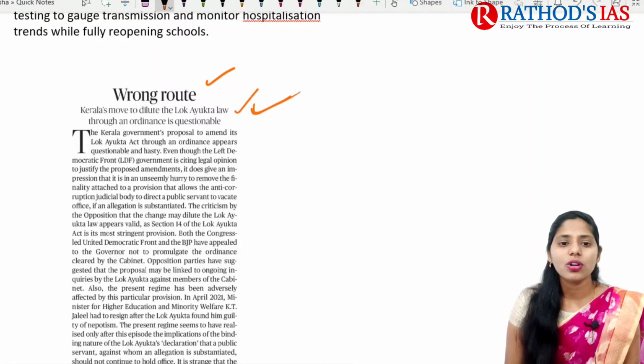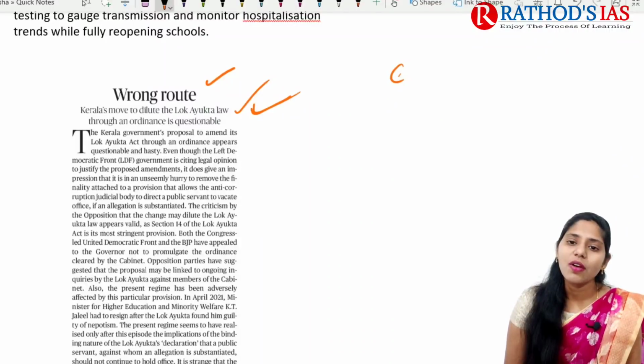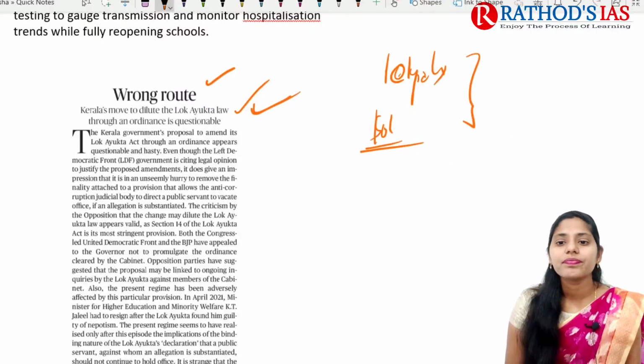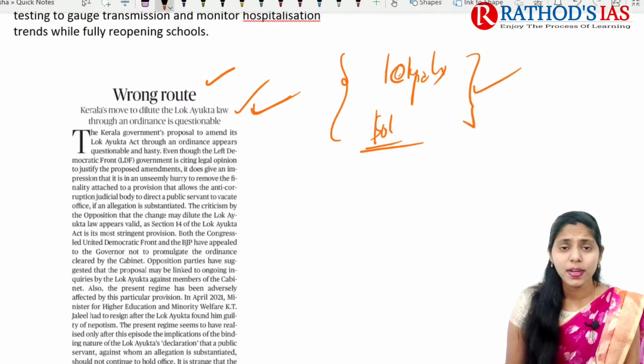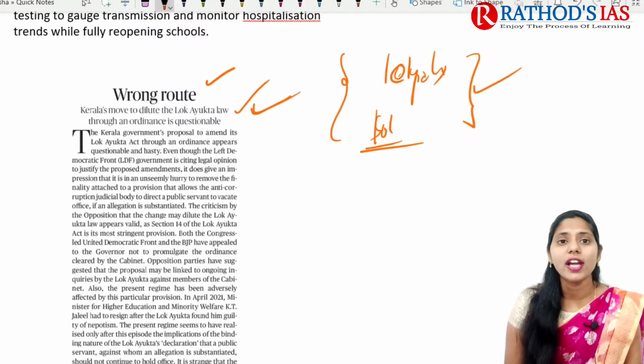So if you're talking about this Lokayukta, it is regarding the ombudsman principle, right? At the center we have Lokpals, and at the state level we have these Lokayuktas, and this is a very important topic. Please open your Lakshmikant and refer to Lokayuktas and Lokpals. This is very important.